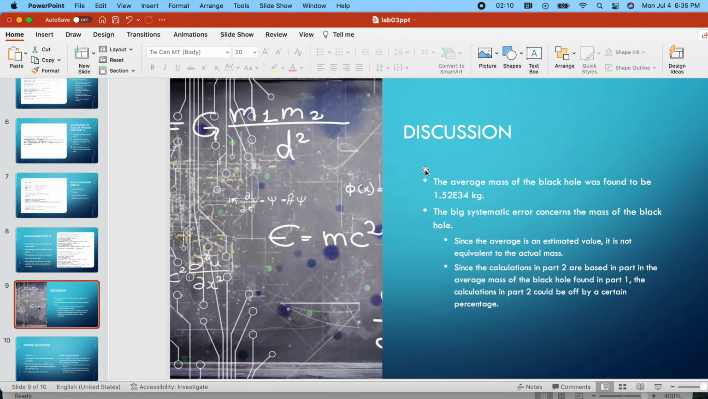So here's the discussion. The average mass of the black hole was found to be 1.52 times 10 to the 34 kilograms. There was one big systematic error that concerns the mass of the black hole. Since the average is an estimated value, so it's an average of the mass as the simulation occurred, it is not equivalent to the actual mass. And remember, we used this mass in our calculations for part 2. And since the calculations in part 2 are based in part on the average mass of the black hole found in part 1, the calculations in part 2 could be off by a certain percentage.